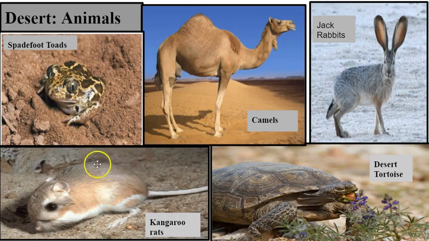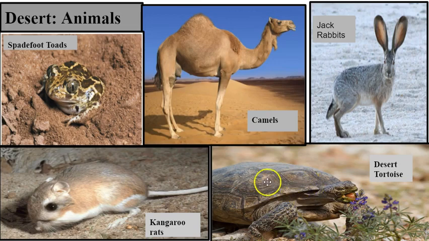Next, we're going to talk about our kangaroo rats. So kangaroo rats are unique in that they do not actually drink any water. They instead are going to gain their water from the food that they eat. This is a very unique structural adaptation for this organism.